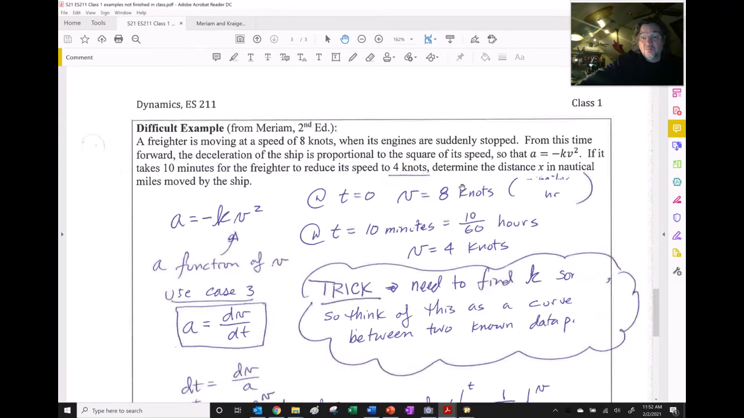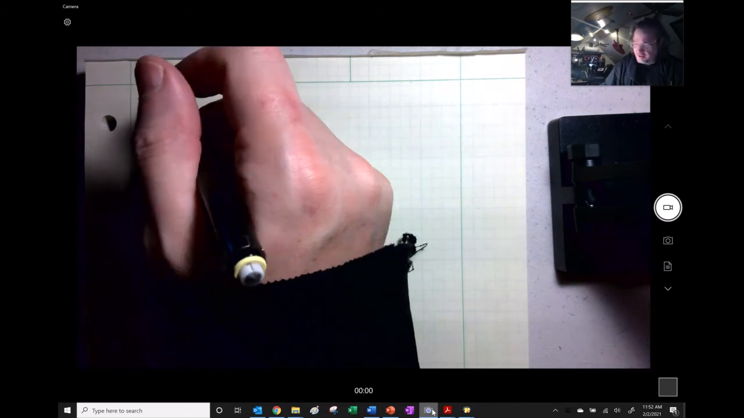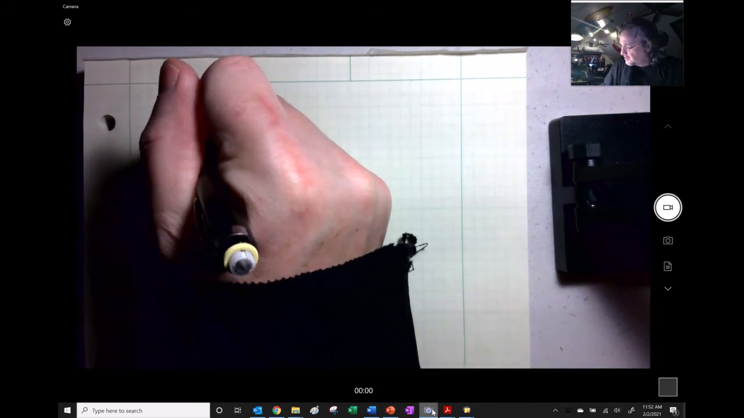I don't know if I wrote it out differently. If it takes 10 minutes for the freighter to reduce its speed, determine the distance x in nautical miles moved by the ship. Okay, so they're asking for it slightly differently there. So let me write this out in the way that I would. This is a difficult example.